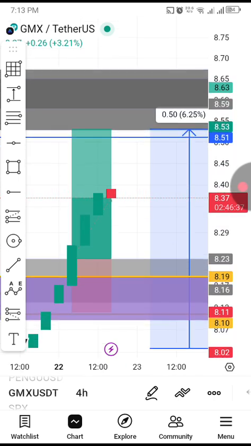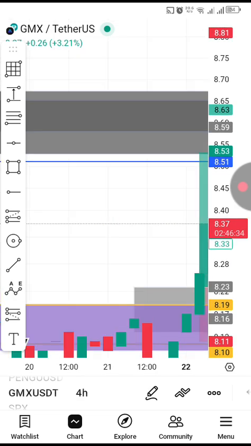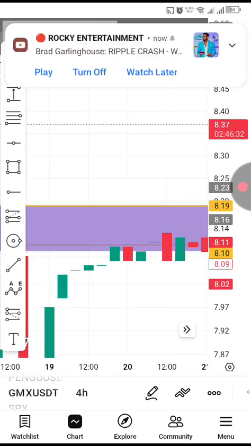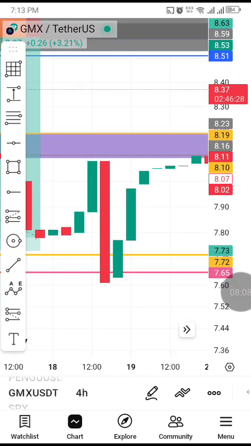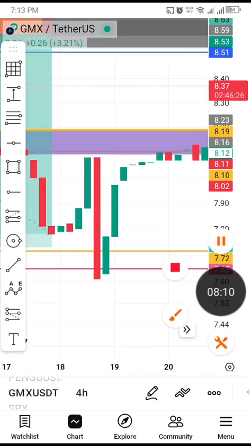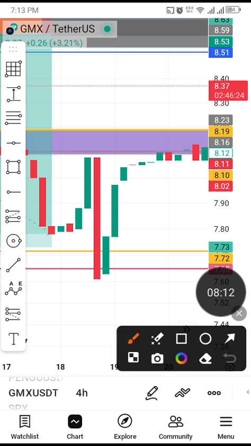Should I exit or not? Okay, tell me please. Tell me. This has always been there. Again, let me show you. Here was another trade, but I didn't take it. Let me show you.